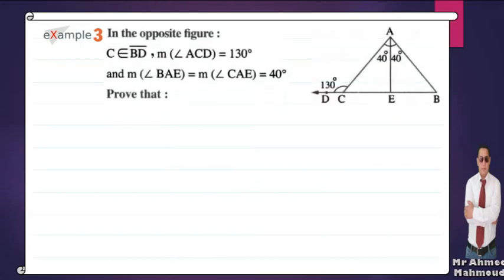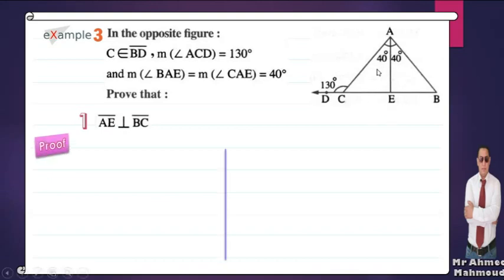Example 3 here. In this example, C belongs to BD, as we see. This given means that this angle is a straight angle. The measure of angle ACD equals 130, and the measures of angles BAE and CAE equal 40 degrees, as we see here. Prove that number 1, AE is perpendicular to BC. Okay, let's prove this one.